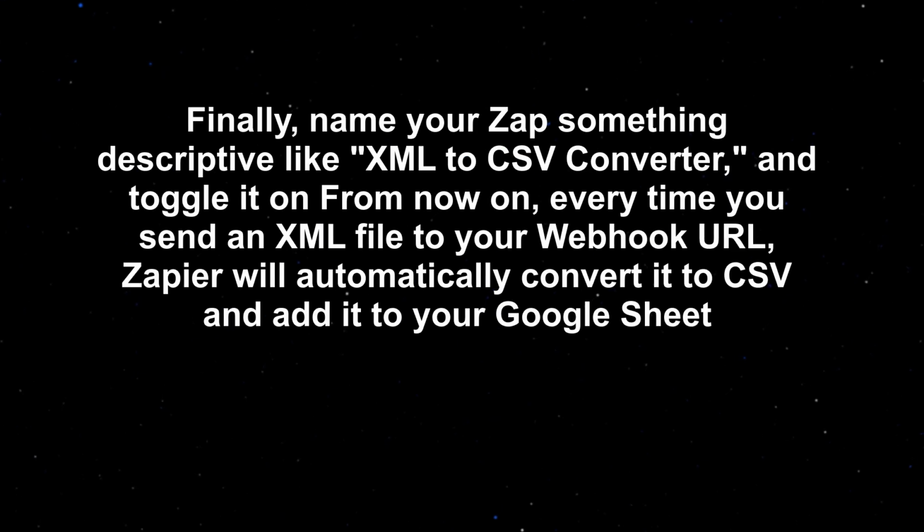Finally, name your Zap something descriptive like XML to CSV Converter and toggle it on. From now on, every time you send an XML file to your webhook URL, Zapier will automatically convert it to CSV and add it to your Google Sheet.